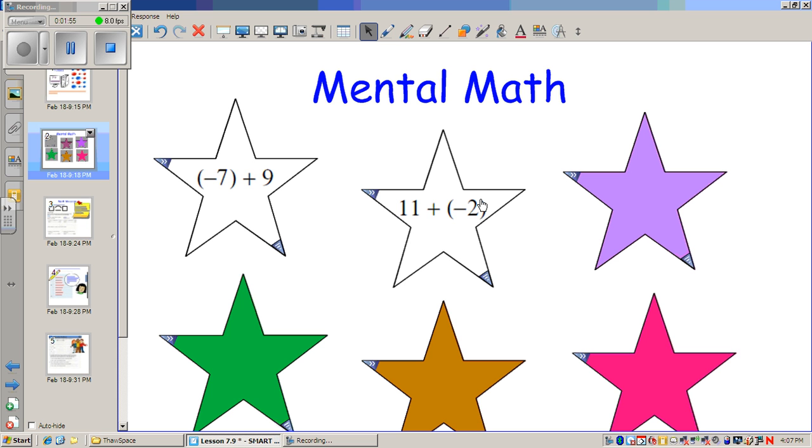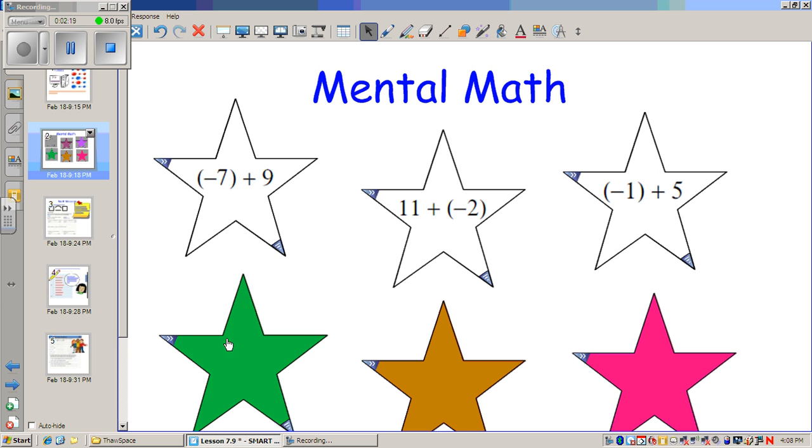Positive 9. On to the next question, this purple star here. We have negative 1 plus 5. Again, do I have more negatives or more positives? And that's what you need to keep asking yourself. I have more positives, so 5 plus a negative 1 would give me 4. And I hope that you have written 4 down, okay?